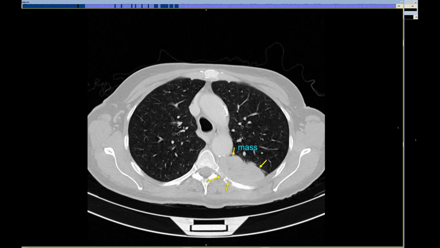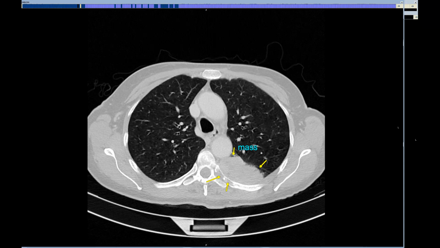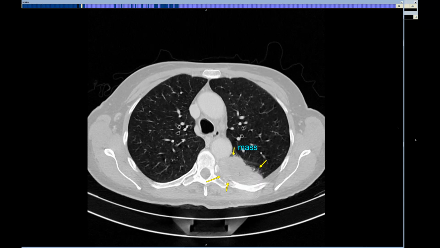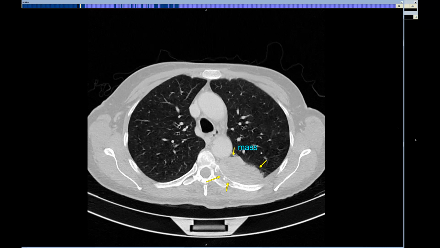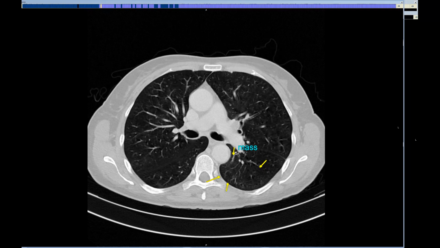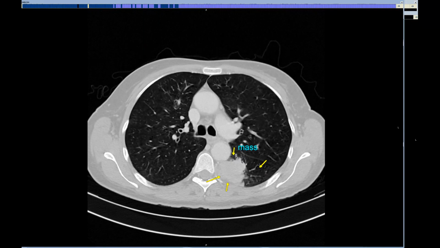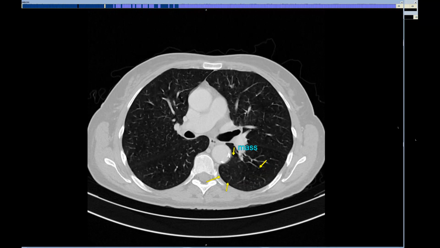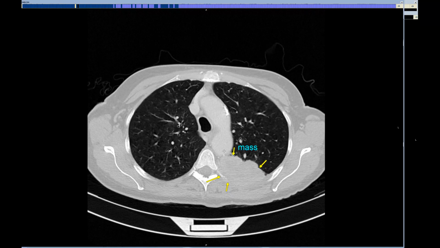So this could be either a neurogenic mass or an aggressive bronchogenic cancer which is eroding the rib. It's not involving the descending aorta, and there are a few lymph nodes in the hilum of the left lung, but otherwise the scan looks pretty normal.